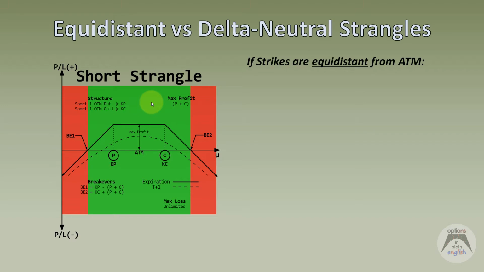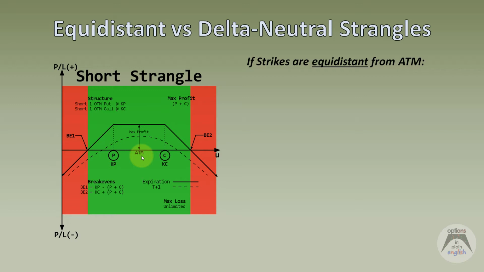So we talked about equidistant and delta neutral strangles. Most traders, when they put on a strangle, think the logical thing to do is this: if the price is at a certain point, you would sell a call a certain distance away from the current price, and you would sell a put the same distance away from the current price, and they would get a delta neutral strangle, a strategy that doesn't have a directional component.